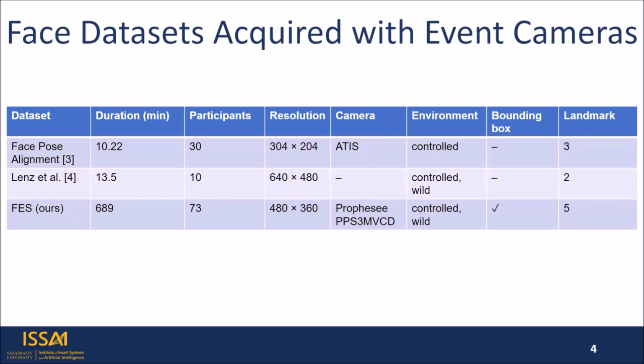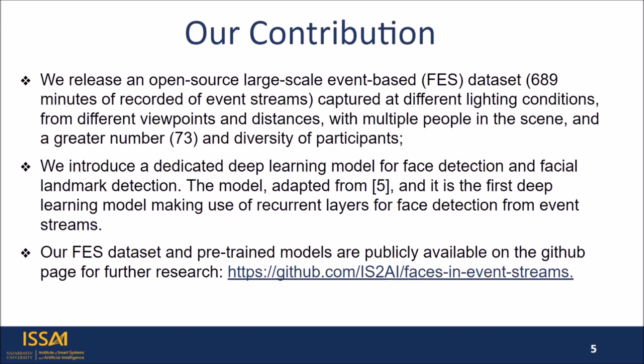In this work we will address this issue by publishing the first large and varied FES dataset for face and facial landmark detection for direct event camera-based output. Our main contribution consists of: we release an open-source large-scale event-based FES dataset, 689 minutes of recorded event streams captured at different lighting conditions from different viewpoints and distances, with multiple people in the scene and a greater number, 73, and diversity of participants. The dataset is fully and accurately labeled with bounding boxes of faces and 5-point facial landmarks: eye centers, nose tip, and mouth corners.